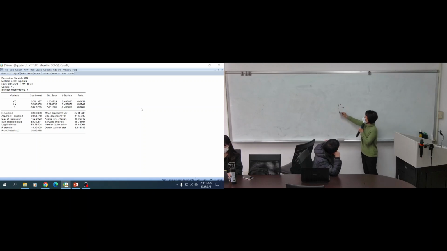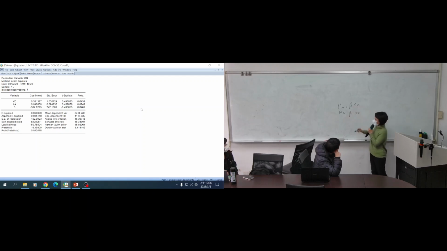Actually, we want to test, working with the two-sided test, I'm not thinking about whether it's positive. Actually, this is a positive relationship, right? If you have more money, then you get more consumption, right? So let me use this, beta 1 is the coefficient of YD, and it is actually greater than 0. So the null hypothesis will be less than or equal to 0.